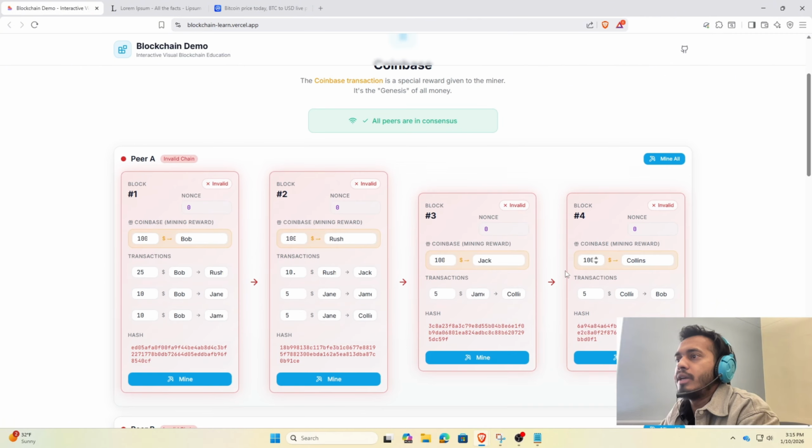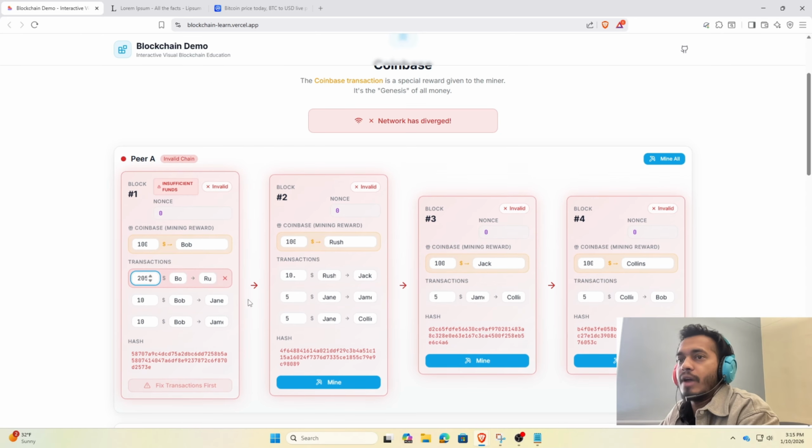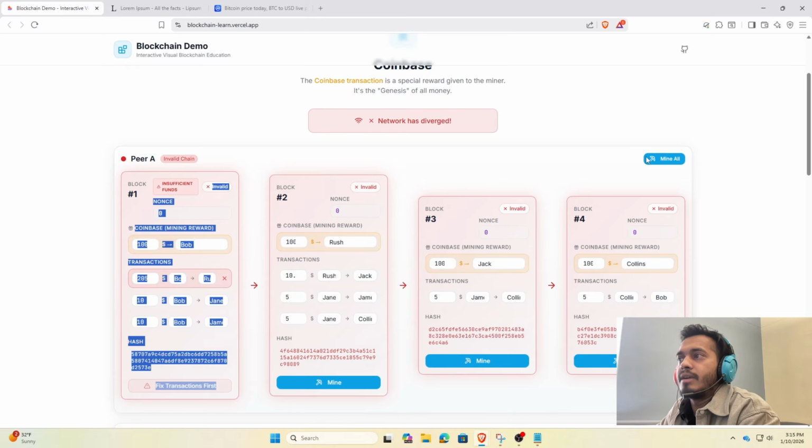One thing I can show you here: how much does Bob have? $100, right? And what if Bob wants to give $205 to Ross? Can he? No, because he has only $100, right? He cannot spend $205. This 200 means $225. He cannot spend $225 because he can only spend $100. Okay, he only owns $100 from the mining reward. So this becomes an insufficient fund and it's invalid, right?